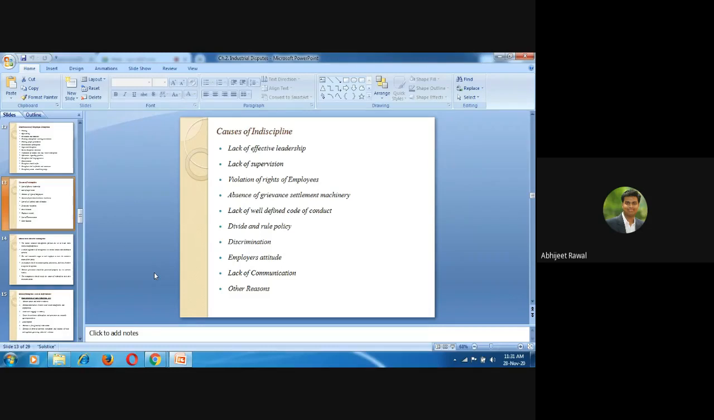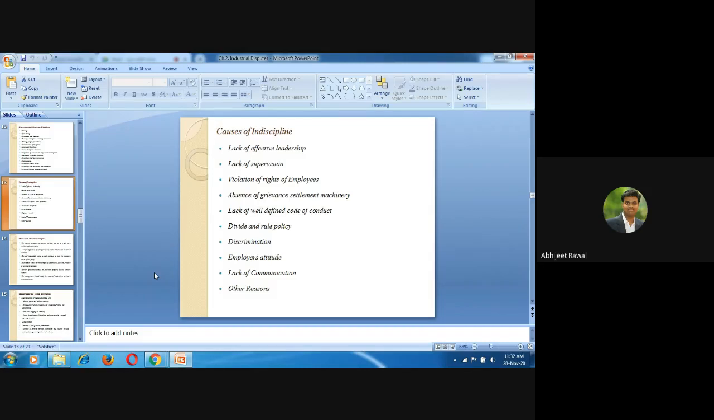Then a lack of communication. See, lack of communication is something like whenever communication happens from top to bottom, or whatever communication happens from bottom to top. अगर इसमें कुछ communication gap होता है तो वो communication gap के वजह से भी अच्छा खासा chaos या अच्छा खासा misunderstanding create होने का chances है, and due to this misunderstanding there would be indiscipline happen in a company.